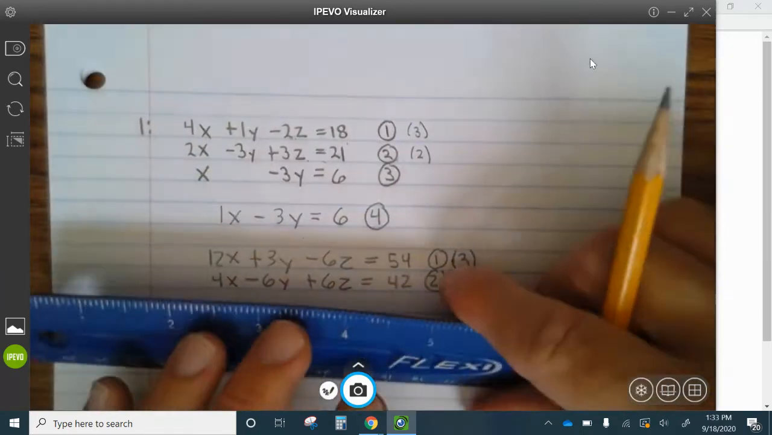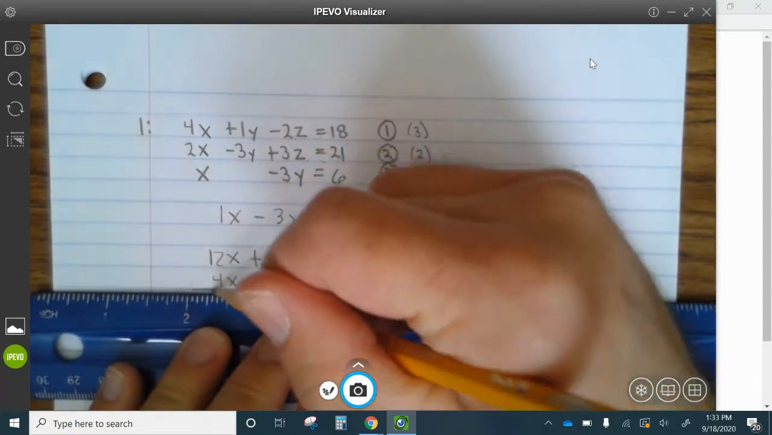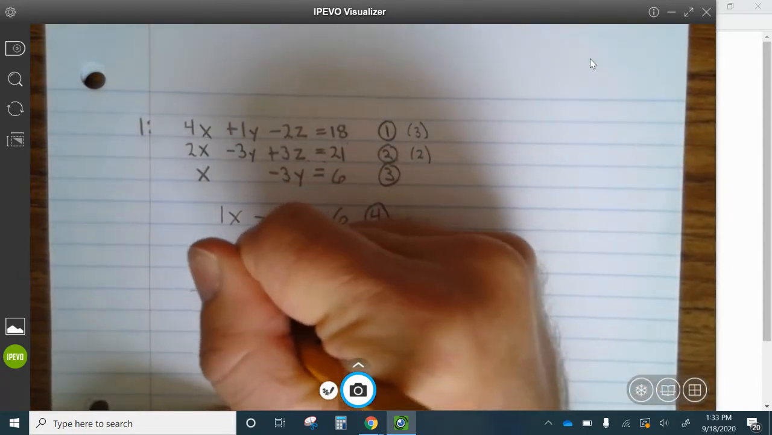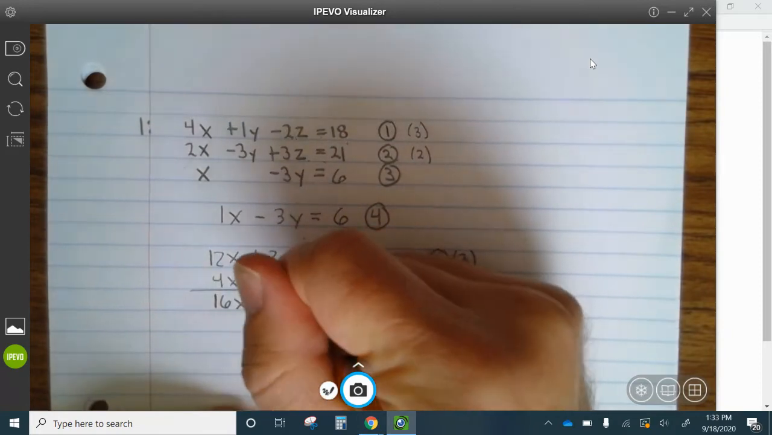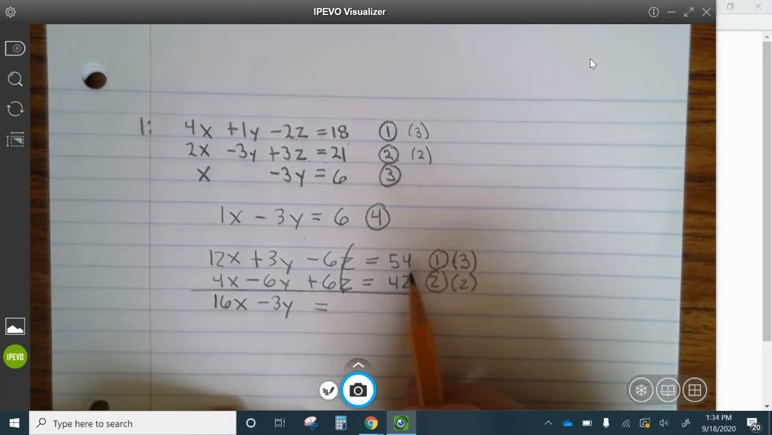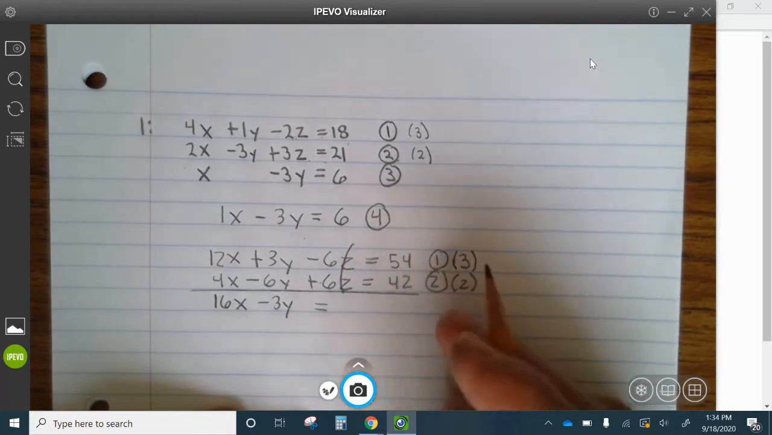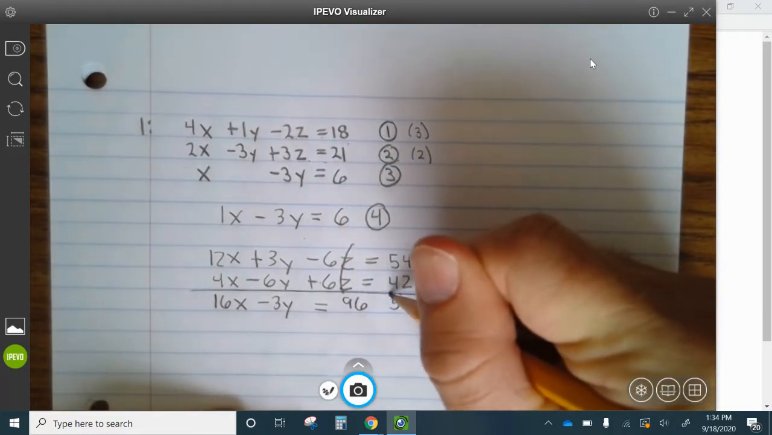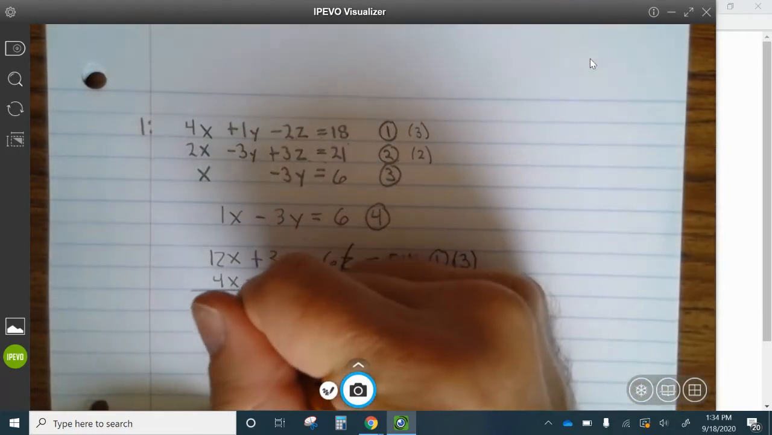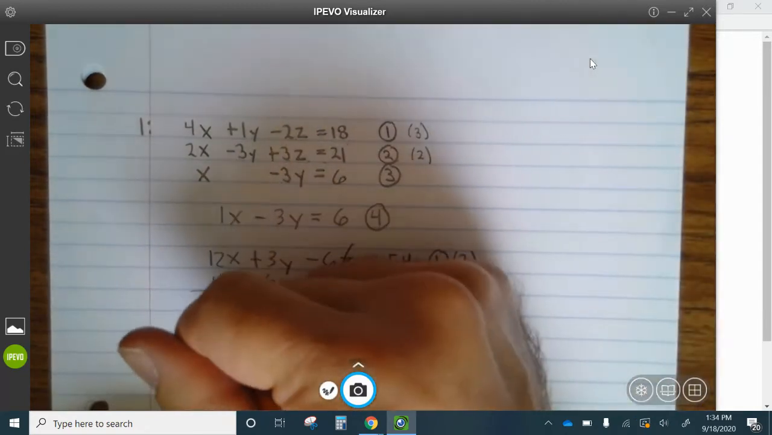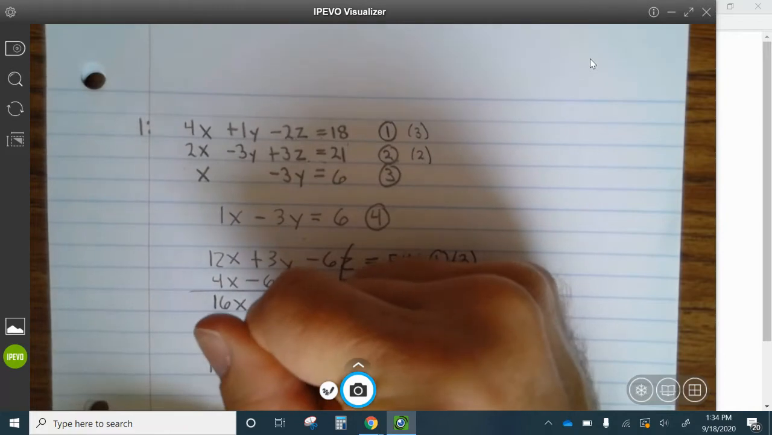Let's combine equations. So then 12x and 4x is 16x. 3y minus 6y is minus 3y. The z's cancel. You're left with equals 54 and 42 combined to be 96. And that's equation 5. So now let's put 4 and 5 together. So you have x minus 3y equals 6. And 16x minus 3y equals 96.